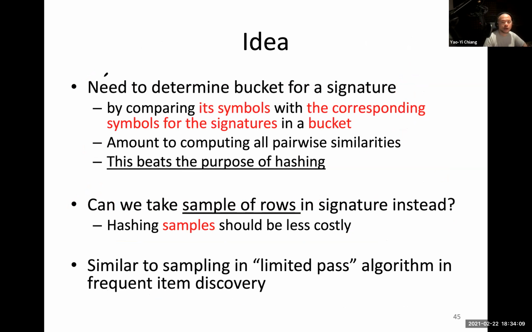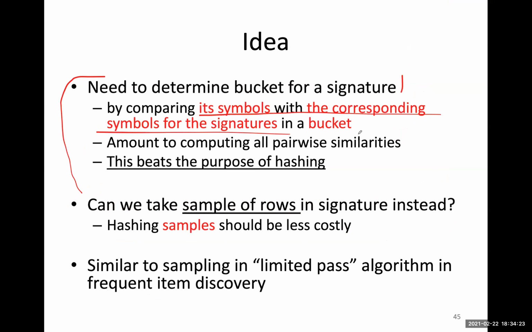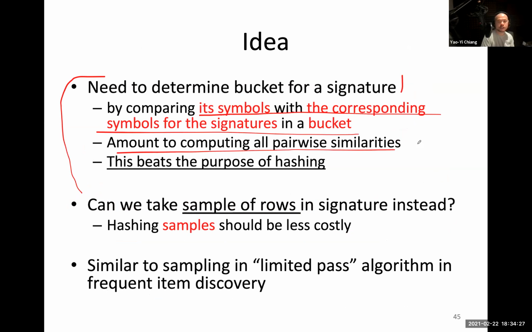All right, so our idea is to determine the buckets for a signature so that we can compare some portion of the signatures without looking at every signature. We compare the signature symbols only for the signatures in the same bucket, as opposed to computing all pairwise signature similarity, and that's not good.